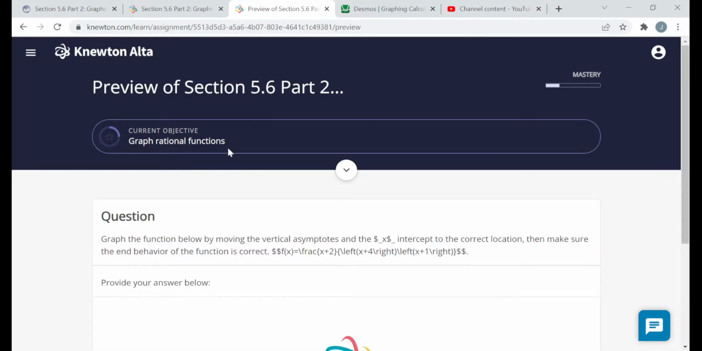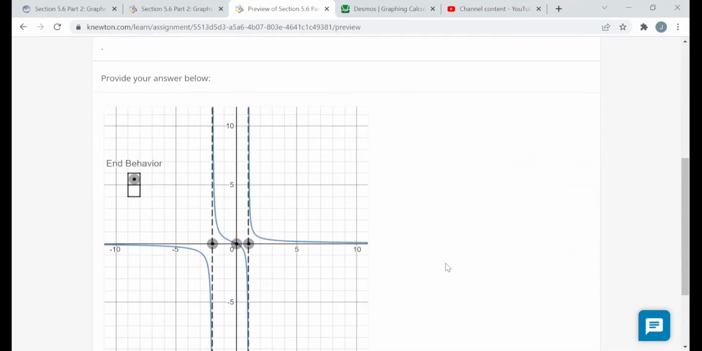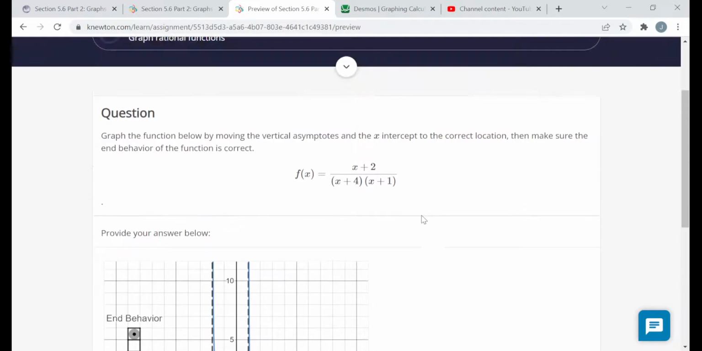Alright, so graphing again. Right, and see another the same exact kind of problem. Got to move these black dots here on the dotted lines to move the asymptotes, the vertical asymptotes. This other dot is where x-intercepts are, and then we change the end behavior, depending on how it's supposed to go.